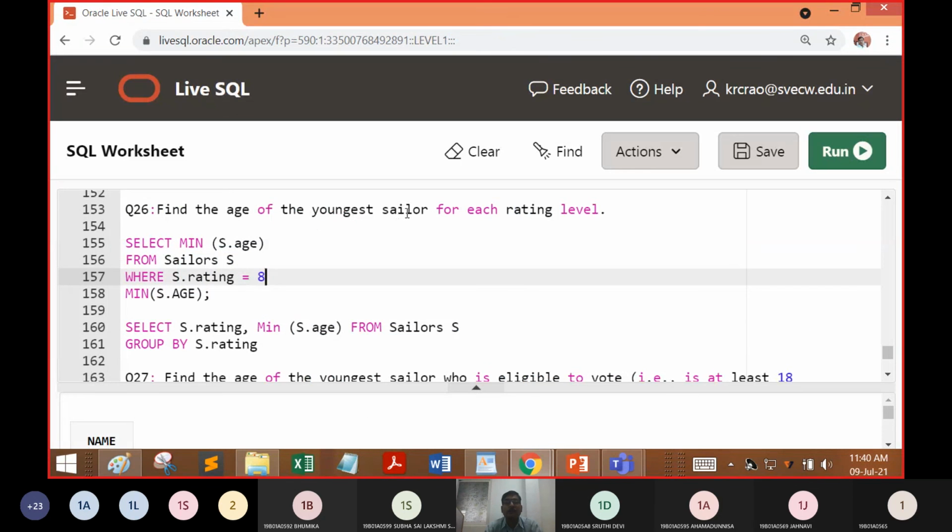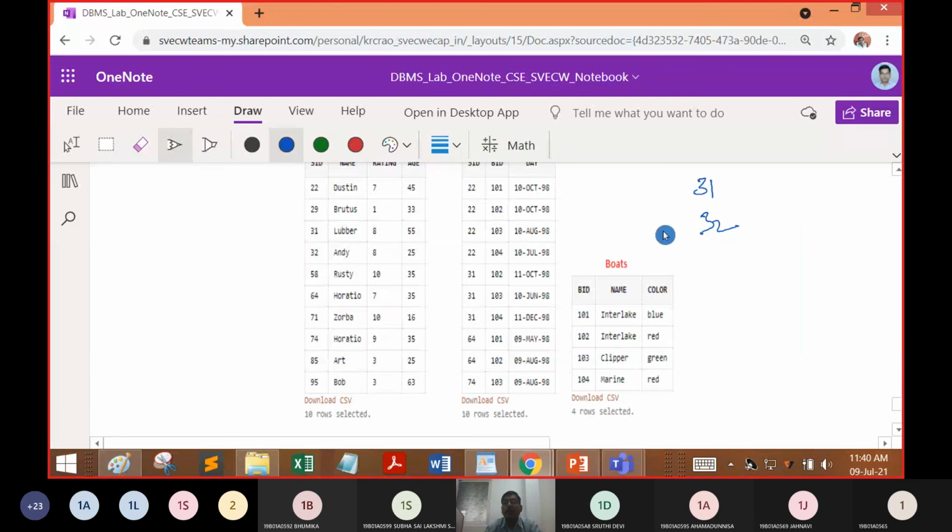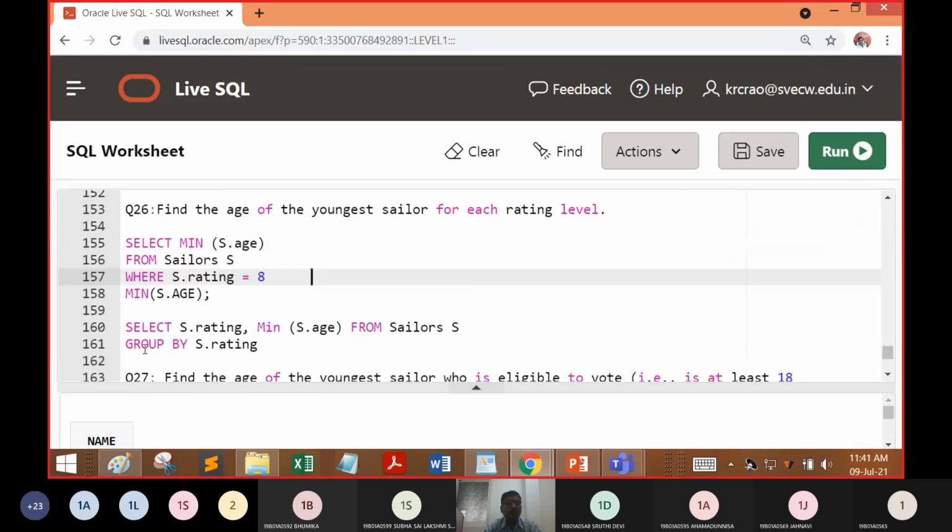Now find the age of the youngest sailor at each rating level. So 31 and 32, there are two ages here. In these ages, we need to find out the youngest. In 31 and 32, 31 is going to be the younger age. So now 31 has to be displayed. The age given to 31 has to be displayed. So in this model we are going to execute it.